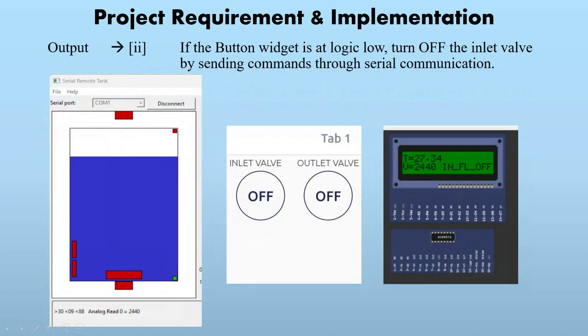The second requirement is, if the logic is low, which means the inlet valve is off, we can see inlet valve off, the water flow stops, so the volume becomes 2440 and stops there.